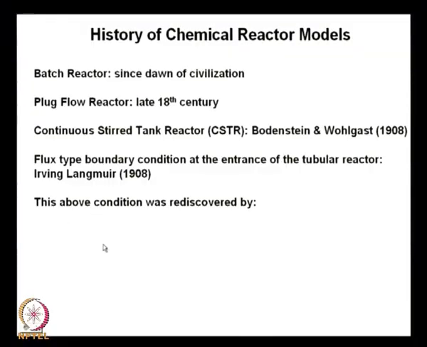So, that was done by Langmuir in 1908. It is a very, very important boundary condition, and it came to be later known as the Danckwerts boundary condition, which it should not have been, but we did some unraveling of the real history behind this. After Danckwerts, this boundary condition, let us call it the flux type boundary condition, was rediscovered a few times.